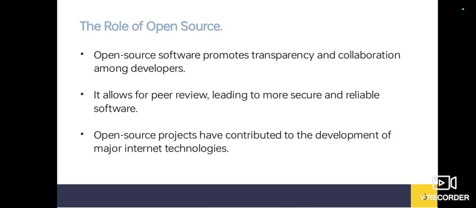Next, the role of open source. Open source software promotes transparency and collaboration among developers. As we know, for open source software, GitHub comes into the game. If I take a good example, GitHub would be the good example. It is open source, and it provides transparency and collaboration among developers. It allows for peer review, leading to more secure and reliable software. Open source projects have contributed to the development of major internet technologies.